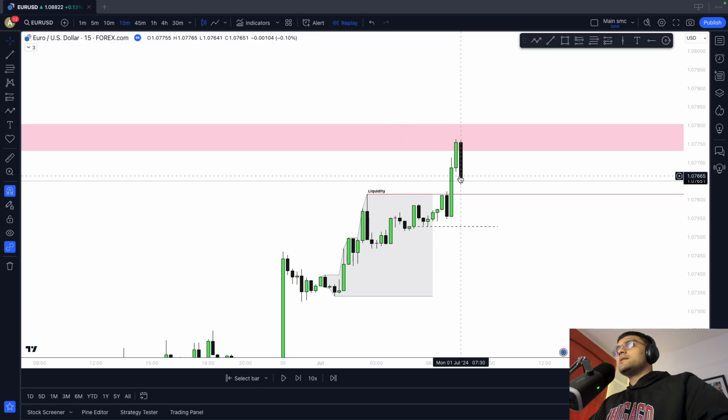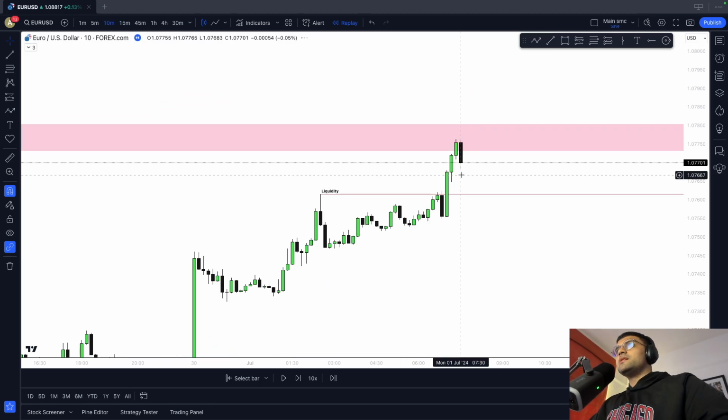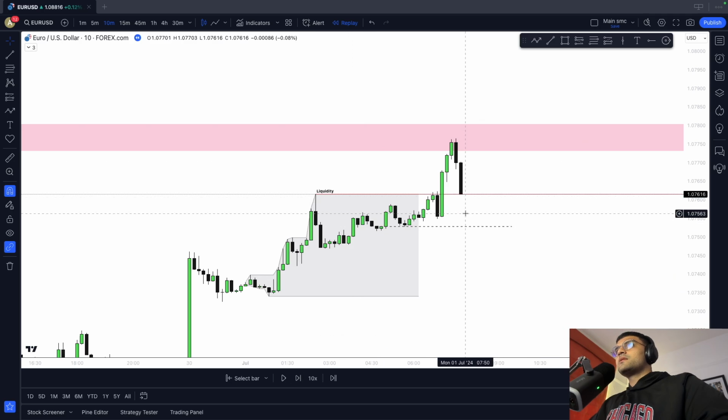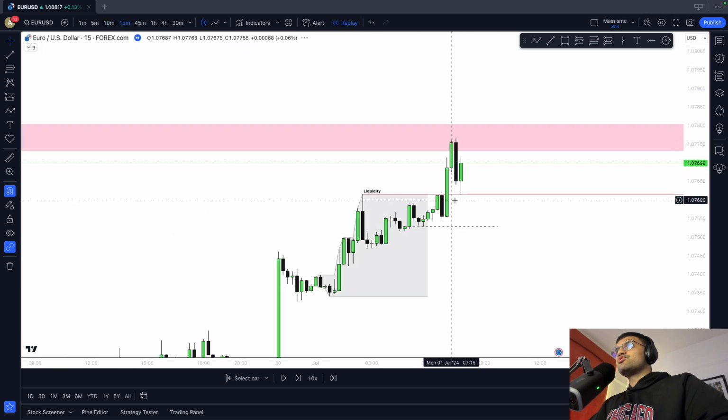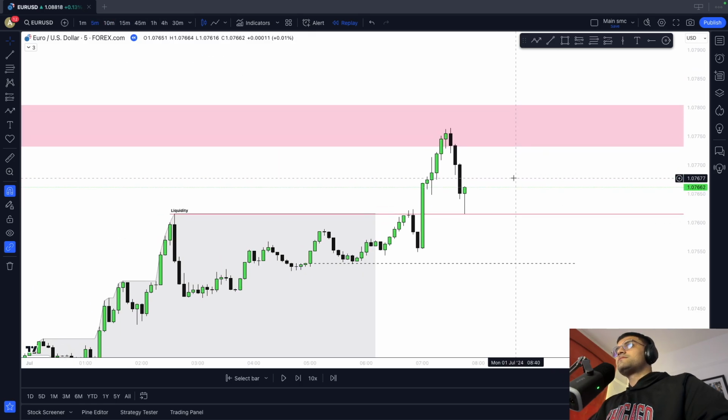So at 7:30, look at the reaction we get on the 15 minute. And on the 10 minute, we get this reaction. Look at that, another reaction from the 10 minute and a strong engulfing candle on the 15. So dropping down to the 5, what do we see?